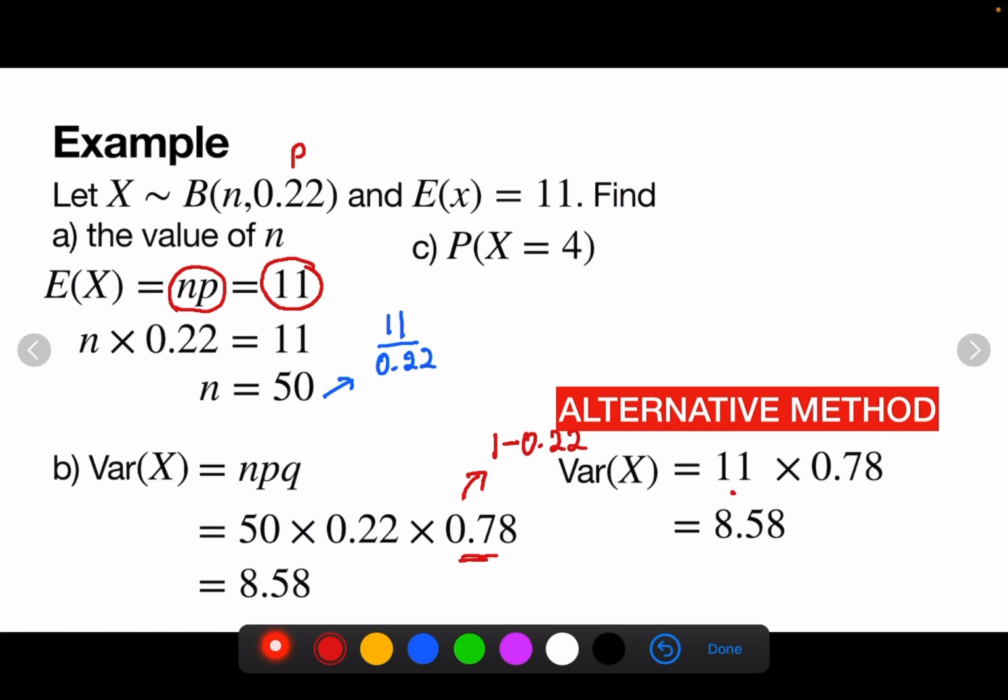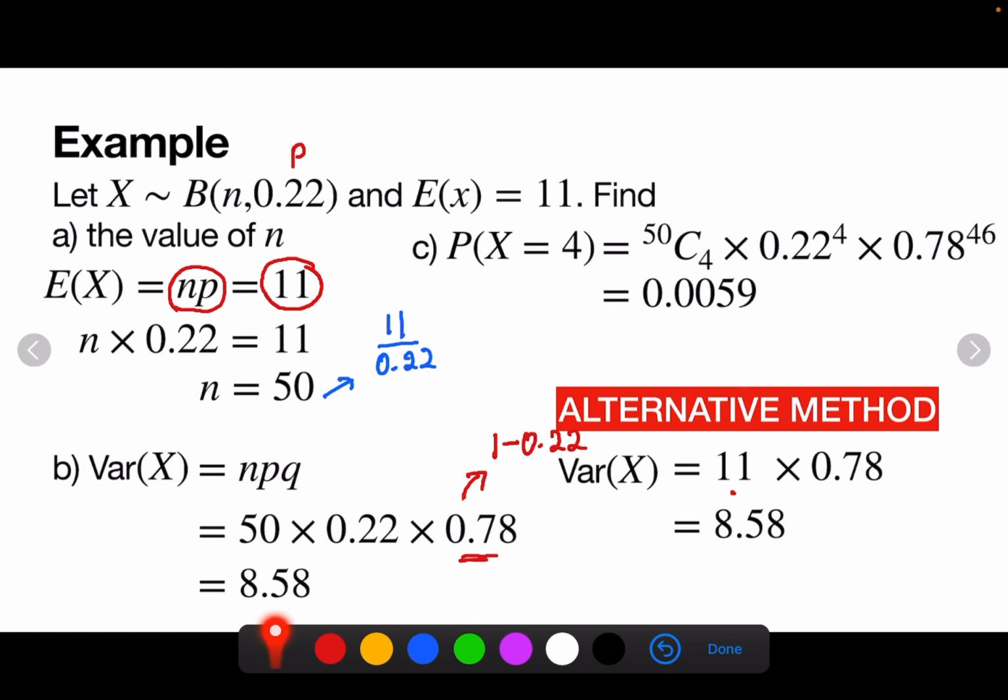Probability of x equals to 4. We already know the value of n, the value of p, and the value of q. Just substitute into the formula. n is 50, 50 C 4 here, times 0.22 power 4, times 0.78 which is the q, power 46. Where does this 46 come from? 50 minus 4, 46. So you're going to get 0.059.